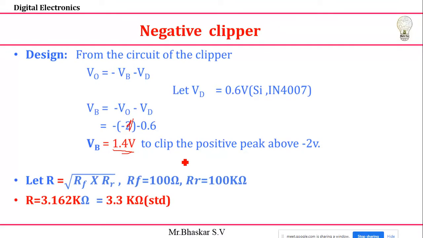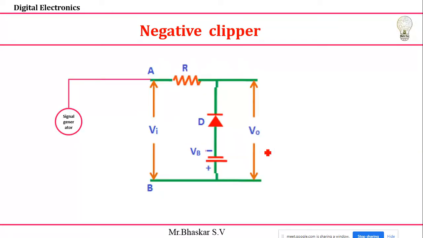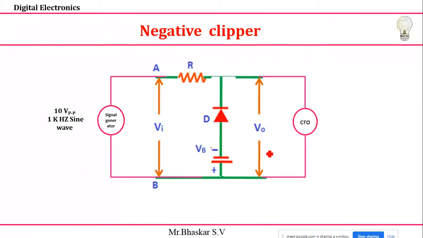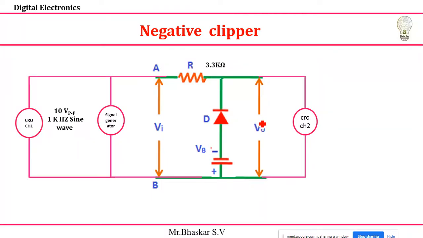Okay, so once you have got this, next, how to write the circuit diagram: just go to the circuit diagram. The same signal generator I need to connect, everything should be the same. CRO I need to connect. I calculated 3.3 kilo ohm, silicon diode, and 1.4 volts, the same thing. So what I am doing here is just reversing the diode. Previous case and this case, what is the difference? Just I am reversing my diode. Okay, just write down these two circuit diagrams.